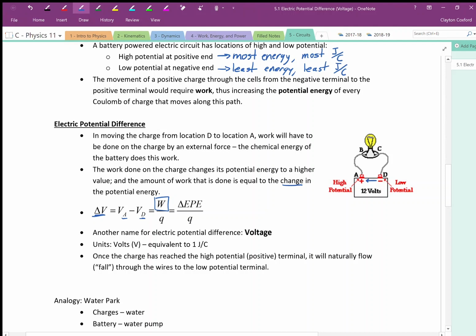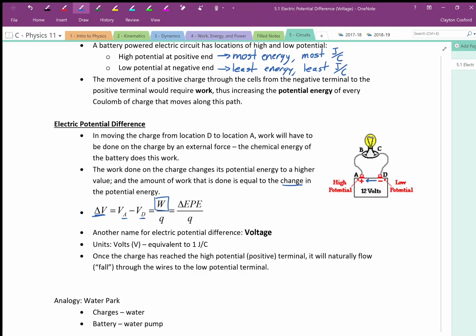Now, what's the whole purpose of this? Well, the whole purpose of this battery doing work on these charges to lift them, quote unquote, up to this positive terminal is just like gravitational potential energy. We can lift some mass up to some height, and then we can release it, and that gravitational potential energy that is gained by us lifting it can be converted into kinetic energy, for instance.